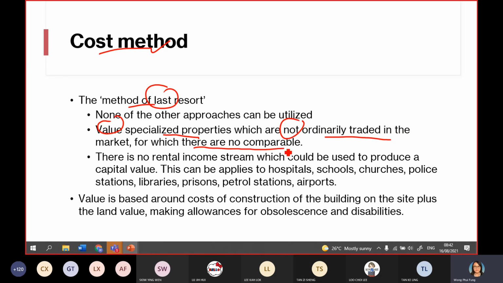Hence, there are no comparables, which means that for this type of property, they are not doing business, they are not renting out. There is no rental, no income, no business. That's why you cannot do comparison. There is no rental income which can be used to derive a capital value. So the nature of the property means you cannot rent it out. They are not doing business.